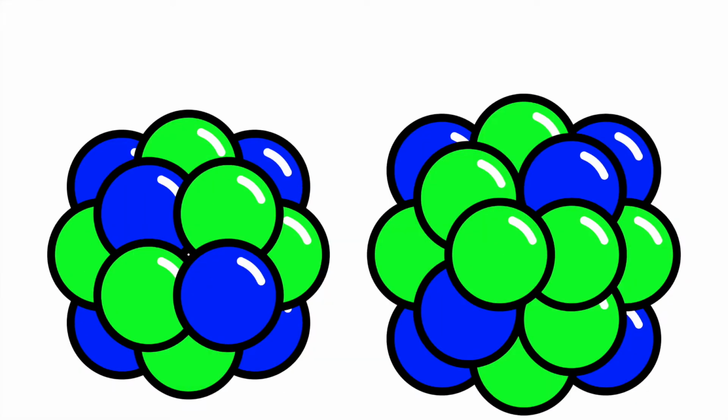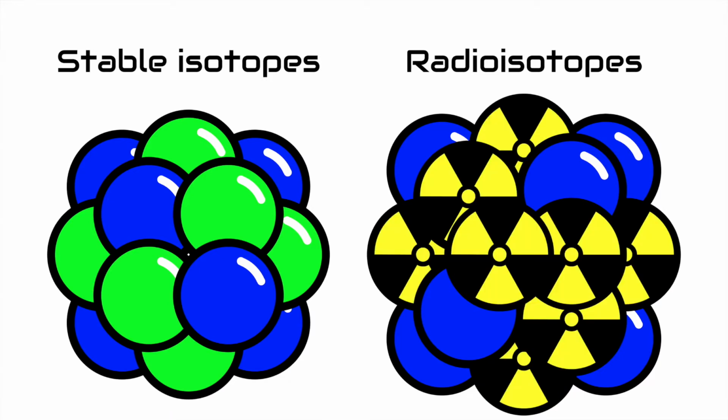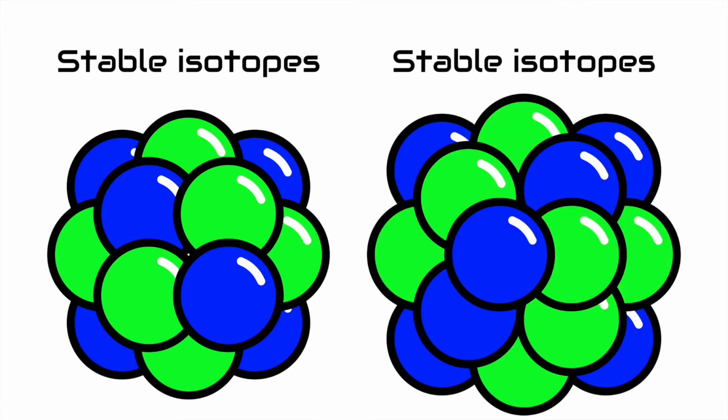An important distinction in isotopes is stable isotopes versus radioisotopes. Stable isotopes are stable, while radioisotopes are radioactive. This radioactivity makes them decay over time, which makes them less common. The shorter an isotope's half-life, the less common it will be.